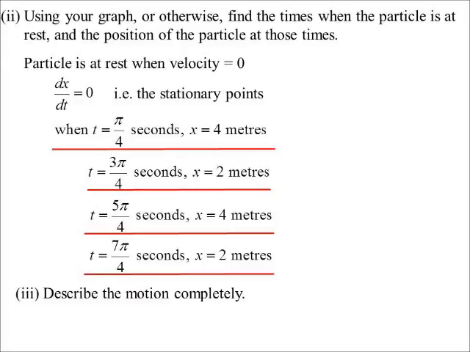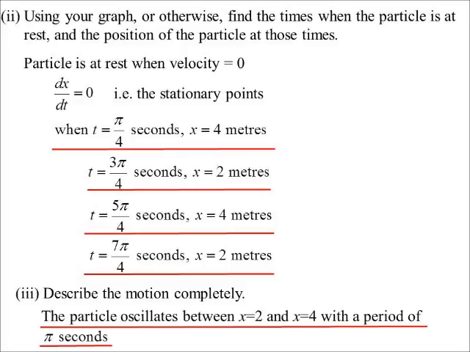Describe the motion completely. This is where you can have fun. What did I say? Did I use big words? Oh my word, I did. Oscillates. The particle oscillates between 2 and 4. That just means travel backwards and forwards, of course, with a period of pi seconds.